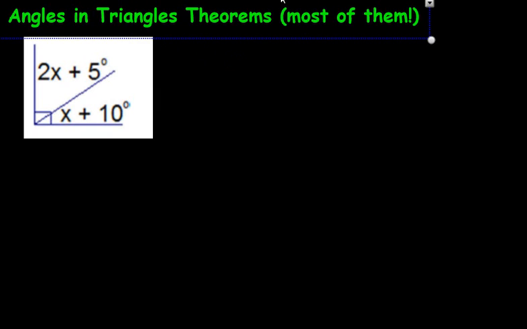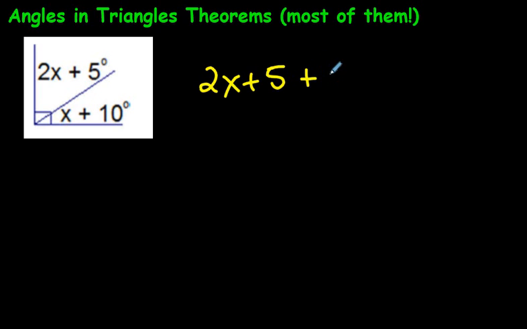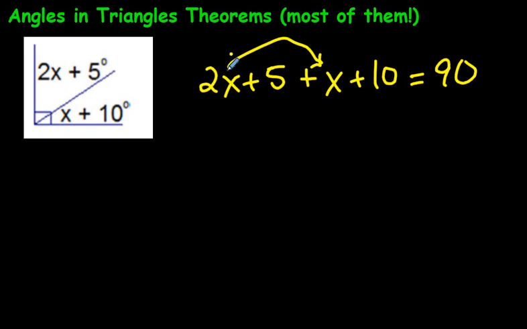Okay, here's a question. 2x plus 5 and x plus 10. We're supposed to figure out what x is again. If you remember, two complementary angles add up to 90 degrees. That means 2x plus 5 plus x plus 10 is supposed to equal 90 degrees. Now let's collect like terms together. 2x plus x is 3x, and 5 plus 10 is 15. That should equal 90.